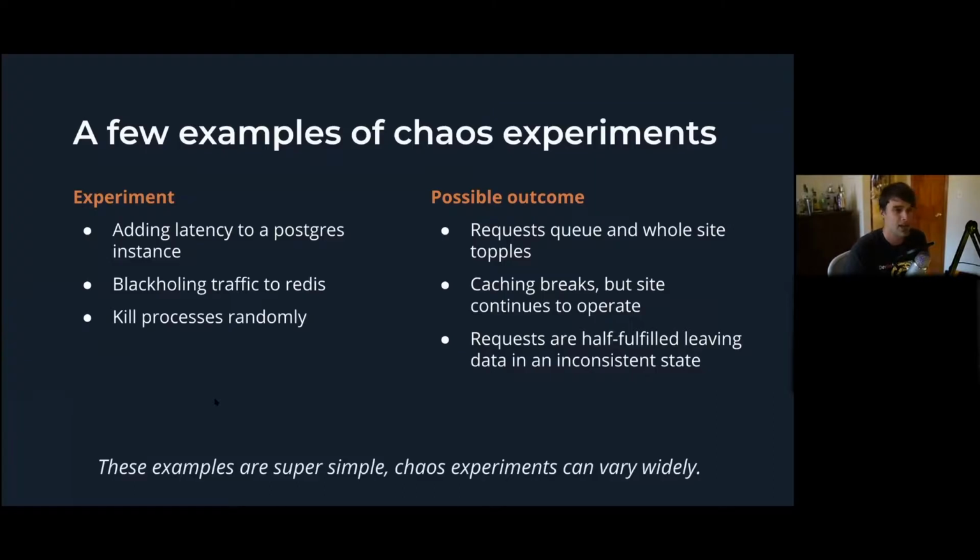A few examples of chaos experiments that you may run, and these are technical chaos experiments, would be adding latency to a Postgres instance. Really simple one. A possible outcome of that is maybe now requests to your app servers start queuing and the whole site topples over. I've experienced that a couple of times in my career. Maybe you black hole traffic intentionally to Redis and caching breaks, but the site continues to operate, maybe just a little bit more slowly. And then killing processes randomly, requests are half fulfilled, leaving data in an inconsistent state. Never a fun situation. All these examples are super simple, but hopefully the idea comes across.